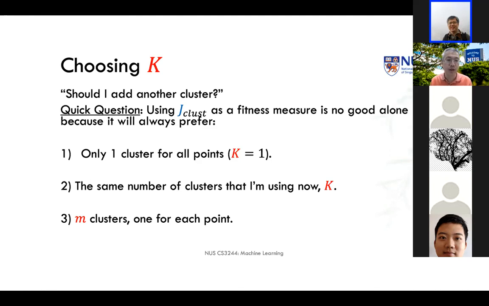There's a quick question that I want to poll you all on since you're all here. Check yes if you think this is the case, X for this, or you can use teacup for this one. If I use J-clust as a fitness measure, why isn't it any good? Is there a reason why this is not going to be a good solution?